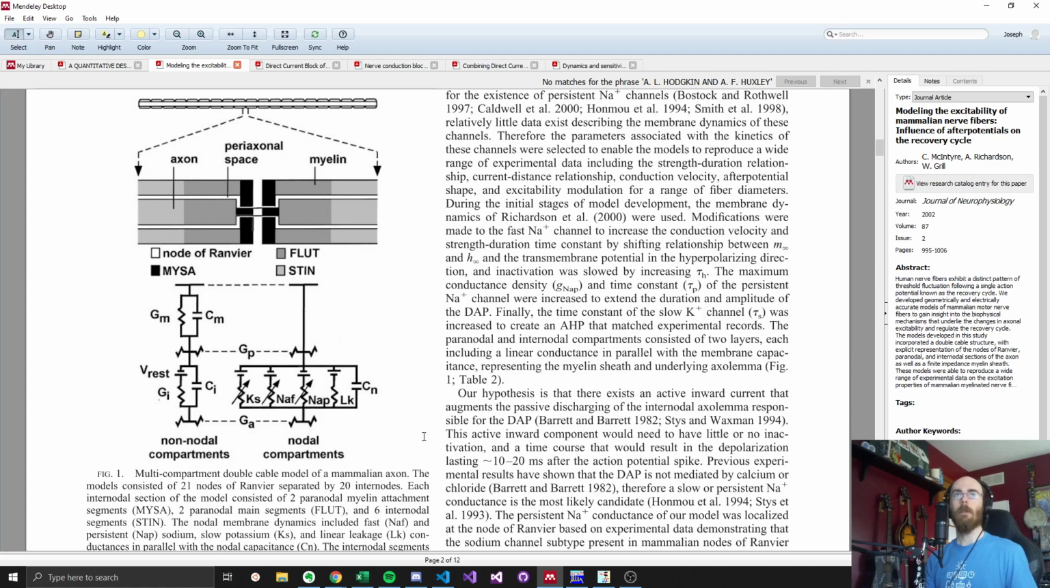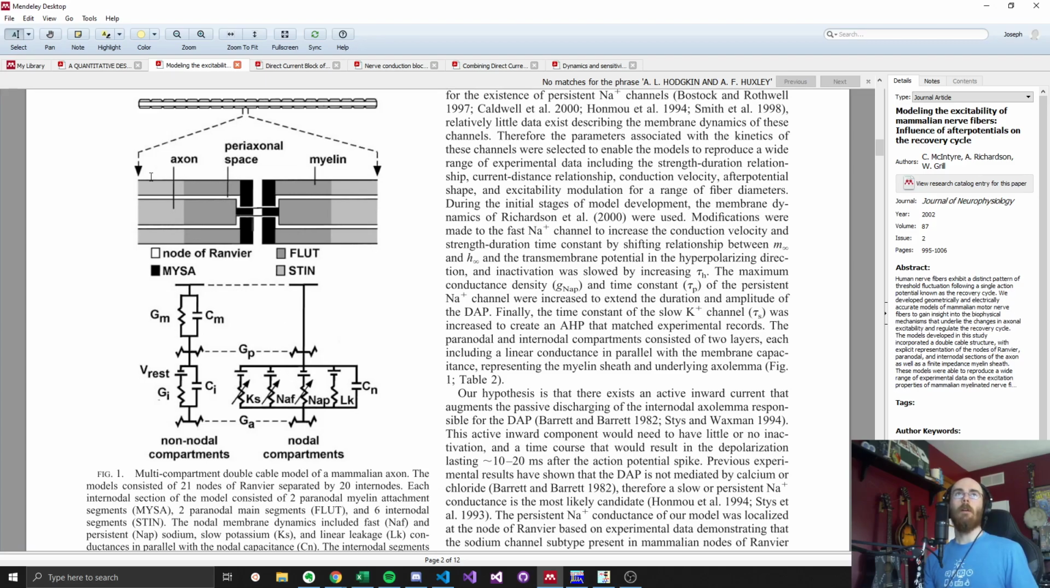But in this model, that's not the only compartment. We have non-nodal compartments, and those just have a resting voltage and current. This is like the leak, but a little different. And then we have a capacitance across it. So that has a membrane capacitance with some resting current and some resting voltage for all the internodal segments, because those still have the ionic charges across them.